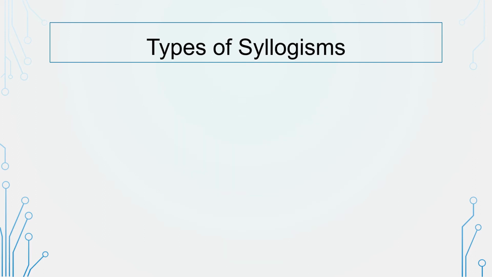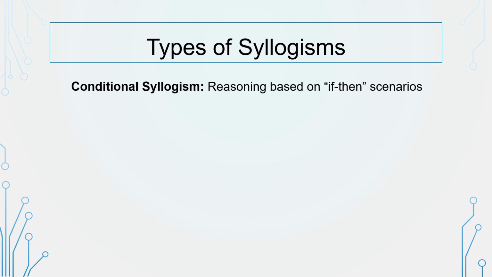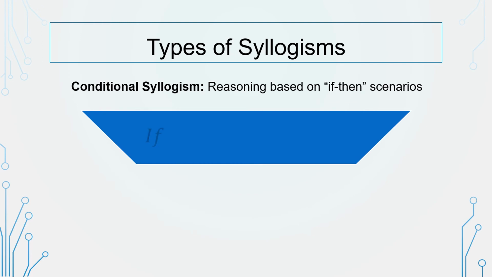The third and final type of syllogism we'll discuss is conditional syllogism. A conditional syllogism is reasoning based on if-then scenarios. In the following example, I'm trying to decide how I will commute back and forth to campus next semester. In my major premise, I have decided that if I get the Metro Pass, then I will save money.